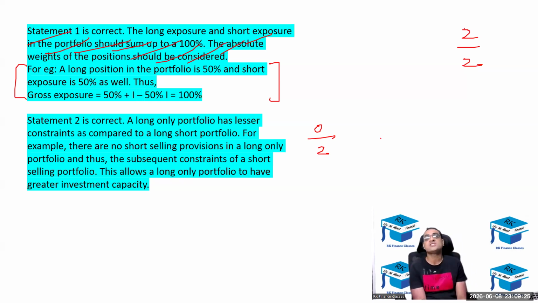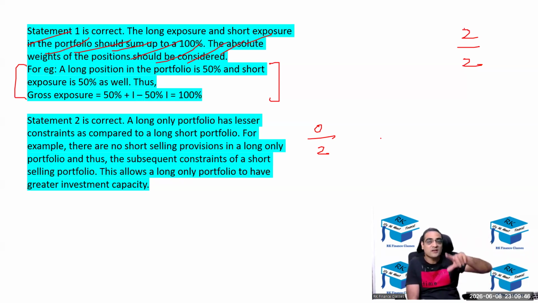That you have to borrow the share and then sell it. See, when you're buying the share, there are a lot of shares available to buy. But when you're short selling, you have to borrow the shares, and there are very few lenders available in the market from whom you can borrow the share. And if you can't borrow the share, you can't do the short selling.